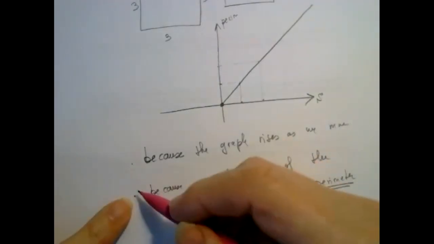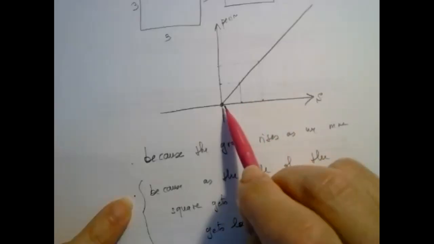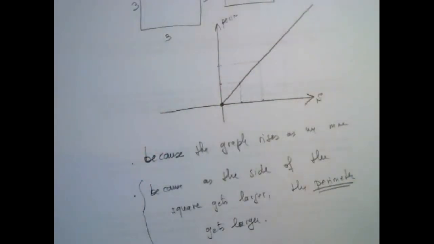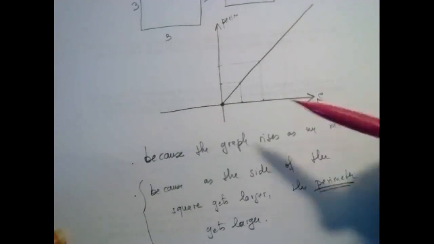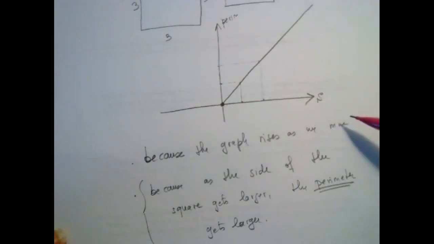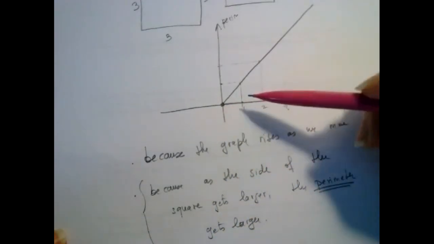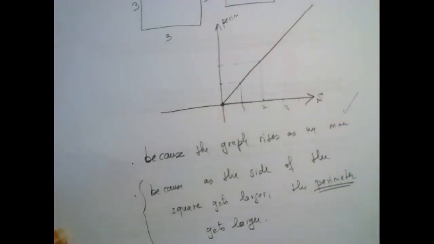That's the way actually I see it. As you increase the side of the square, the perimeter, which is the output, is also going to get larger. It means increases in value. So either you sketch the graph and tell me graphically the graph is rising as you move from left to right, or in words, as the side increases 1, 2, 3, the perimeter itself is also increasing.